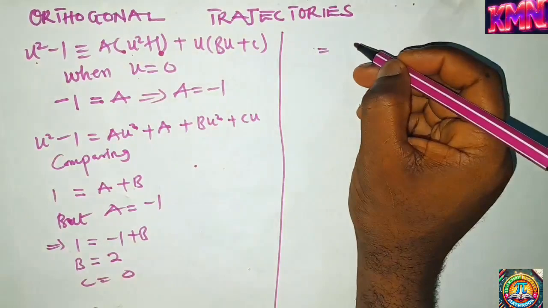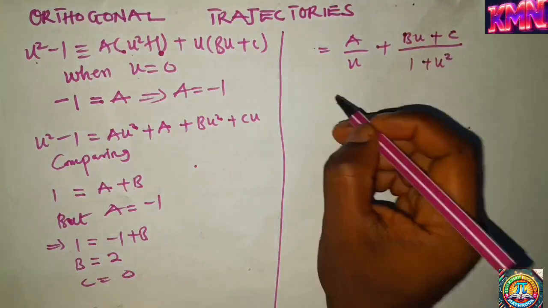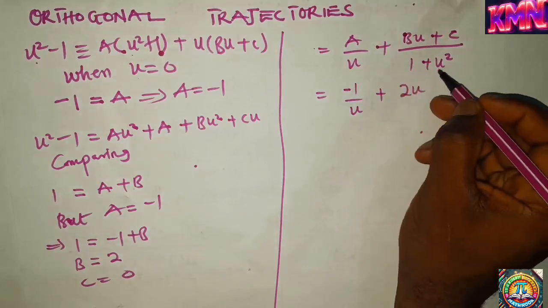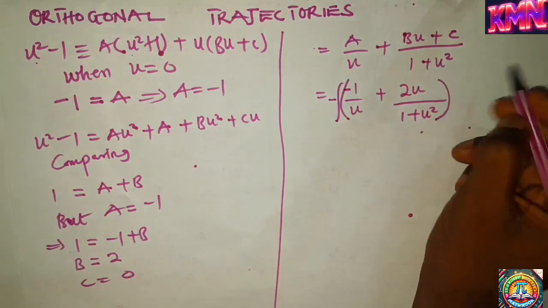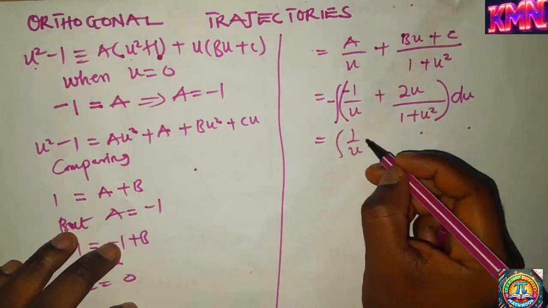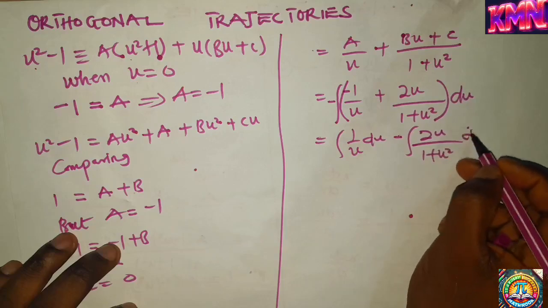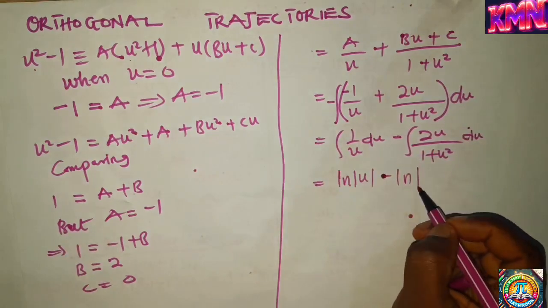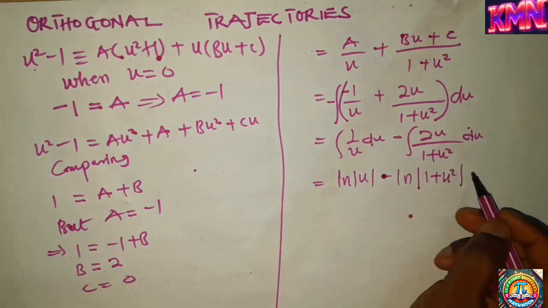Substituting everything back into this, we had our A as minus 1 on u, and our B was 2, so we get 2u, and this becomes 0 on 1 plus u squared. And remember that we had negative integral already there, du. Applying the integral to that, we are getting the integral of 1 on u du, then negative integral of this 2u on 1 plus u squared du, and this gives us ln u, and this also gives us ln of the denominator 1 plus u squared plus C.